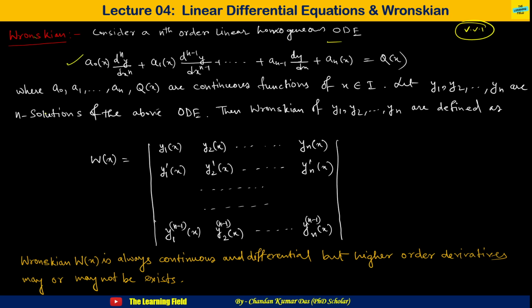Suppose this one, where a1 to an and q(x) are continuous functions of x on some interval I. Let y1 to yn be n solutions of the above ODE. Then the Wronskian of these n solutions is defined as this determinant: W(x) equals y1, y2, ..., yn, then y1 prime, y2 prime, and so on. These are the first order derivatives of y(x).